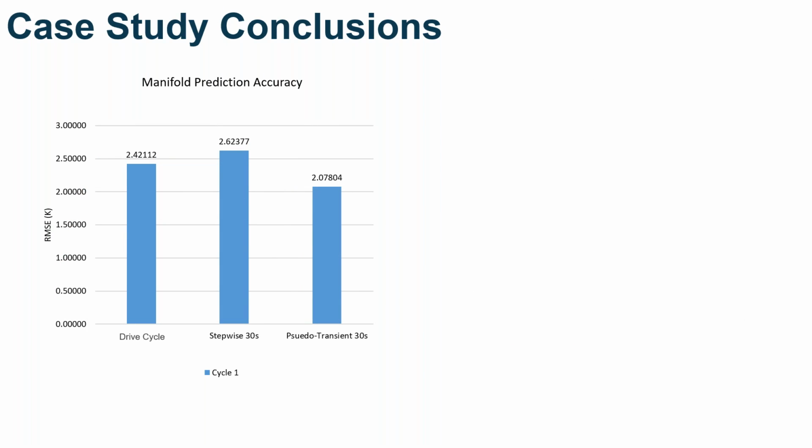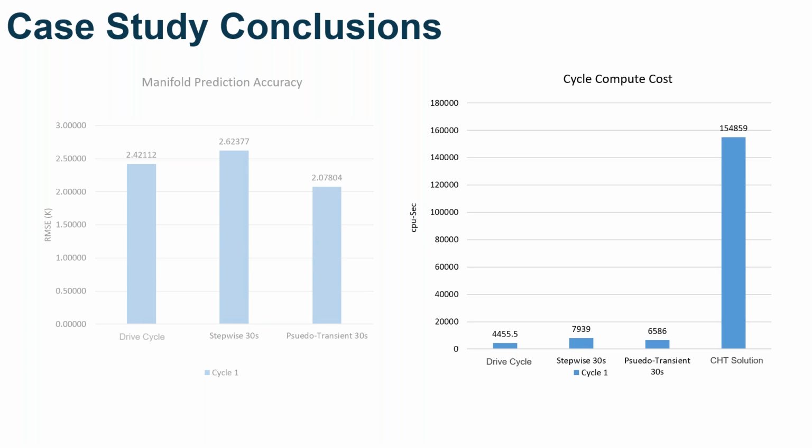Comparing those three methods in terms of the accuracy, you can see that all three are right around the 2.5 Kelvin mark, noticing that there's not a very big spread on that data. Overall, all three methods provide a very high level of accuracy. Where you do see very significant differences is in terms of runtime. You'll notice here that the drive cycle method, or that surrogate model cosimulation, takes the smallest amount of resources to actually compute, followed by the pseudo transient method, the stepwise method, and then finally that conjugate heat transfer solution.